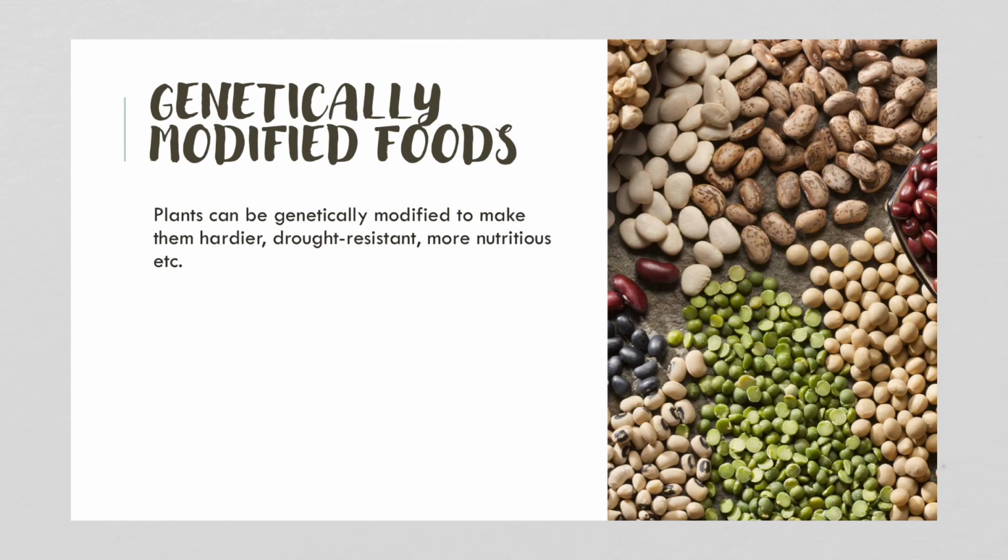We could also genetically modify foods. Plants can be genetically modified to make them hardier, could make them drought resistant. You could make them more nutritious. Some plants have been genetically modified so that they're resistant to a certain pesticide. So Roundup Ready crops, you can spray the pesticide on the crop, or even an herbicide, and it'll destroy the weeds, but the crop stays. So there's lots of different things. Golden rice is an example that we covered in the vitamins lesson as well.